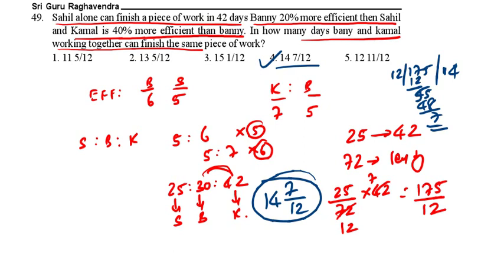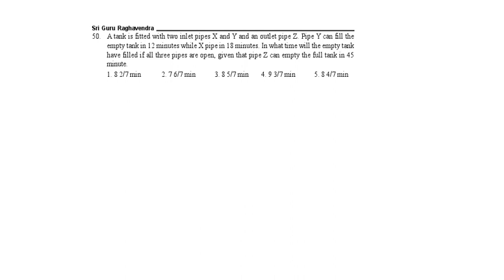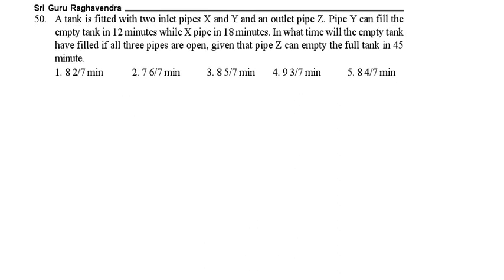See the next question. A tank is fitted with two inlet pipes X and Y and outlet pipe Z. Pipe Y can fill the empty tank in 12 minutes while pipe X in 18 minutes. In what time will the empty tank be filled if all the three pipes are open, given that pipe Z can empty the full tank in 45 minutes?